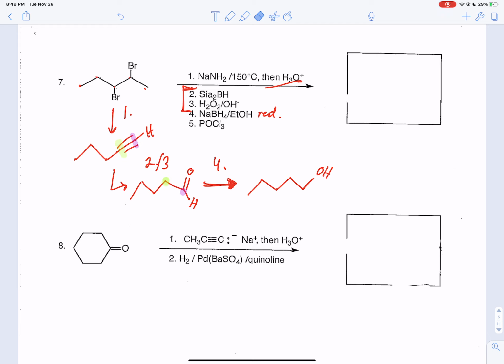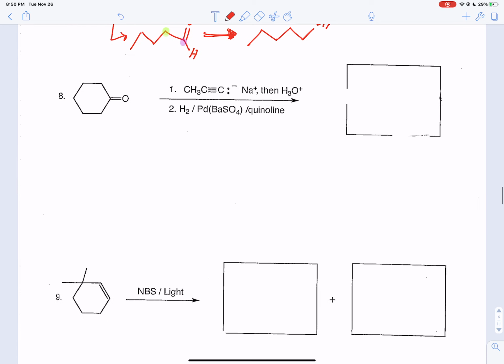Now, our step number 5, POCl3. We use this in the synthesis, remember? So what functional group are we going to form? Terminal alkene, 100%. Just like that. When we count the number of carbons, 1, 2, 3, 4, 5, 1, 2, 3, 4, 5. Okay, sounds good?